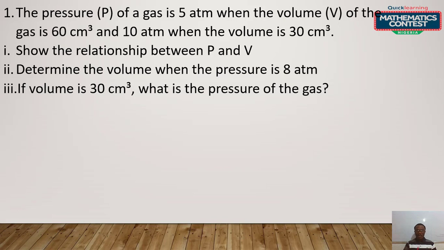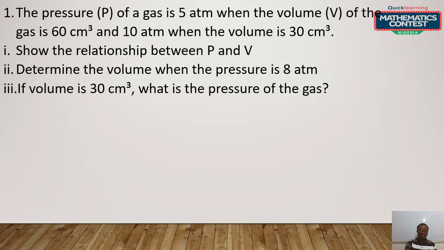Okay, let's restructure the question. The pressure P of a gas is 5 atm when the volume of the gas is 60 cm³ and 10 atm when the volume is 30 cm³. The first question says show the relationship between P and V.